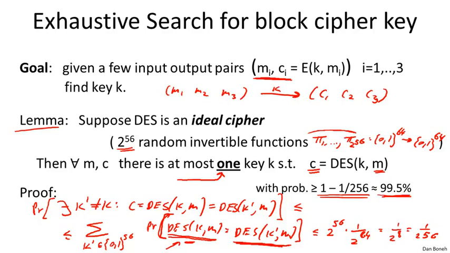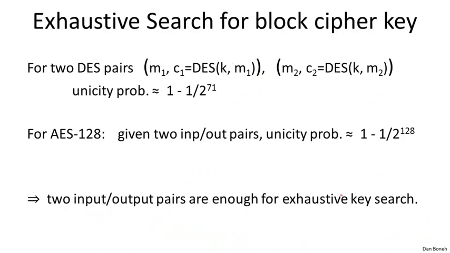Now, it turns out, in fact, if you give me two pairs, so you give me M1 and M2 and their corresponding outputs, C1 and C2, and you do exactly the same analysis, the probability basically becomes 1 that there's only one such key.